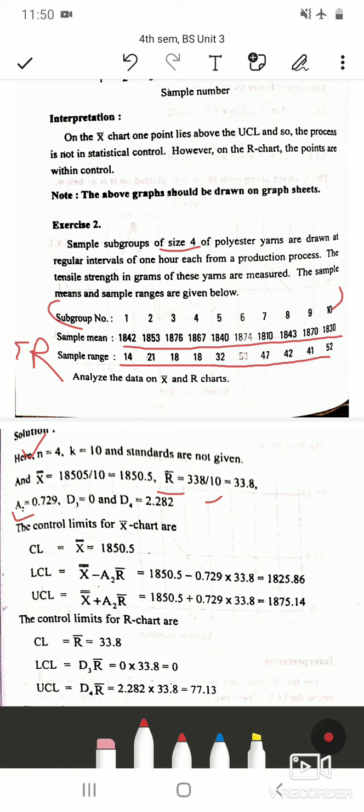So first we will calculate control limits for X bar chart. So the central line is X double bar, so it is 1850.5. Lower control limit is X double bar minus A2 into R bar. So we know X double bar, we know A2, we know R bar. Substitute it and simplify. So lower control limit is 1825.86. Similarly upper control limit will be 1875. Now you got all the limits, you have all the X bar values, then you can plot the graph.